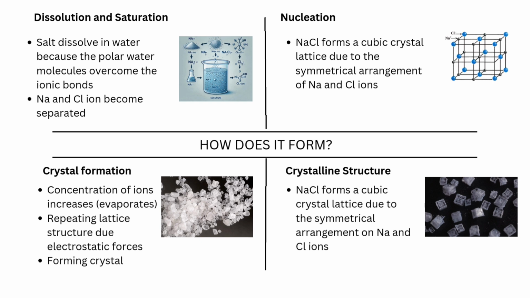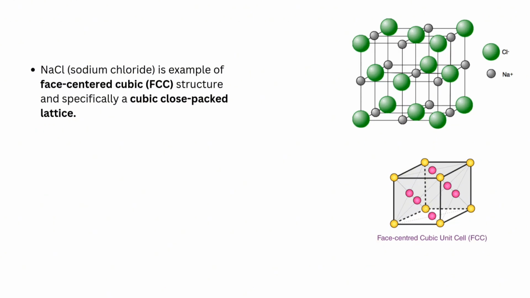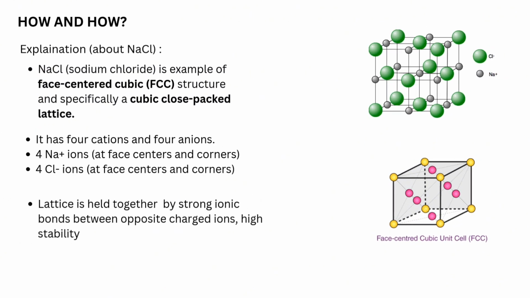The last one is crystalline structure. NaCl forms a cubic crystal lattice due to the symmetrical arrangement of Na ions and Cl ions. How? Let me explain more about the NaCl crystal structure.